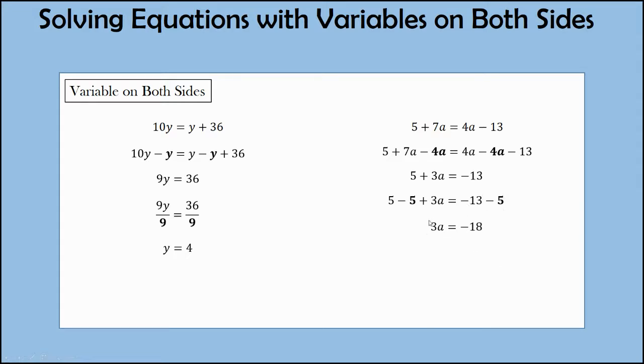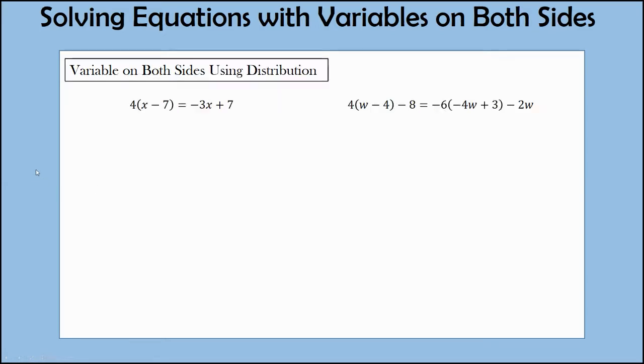And now I've got to make the coefficient of my a term become a 1. So to do that, I divide each side by 3. And my solution: a equals negative 6. So we have that little step at the beginning where we have to eliminate one of the variable terms when I have a variable on both sides.